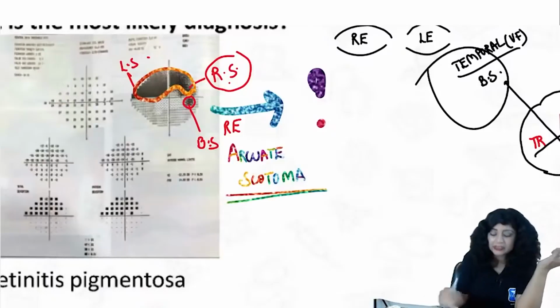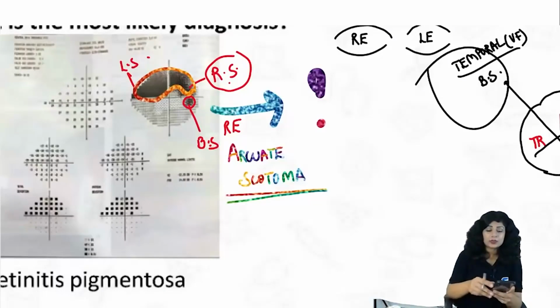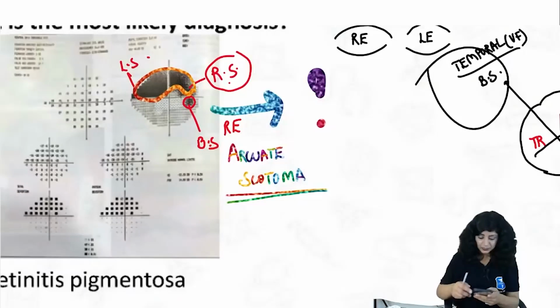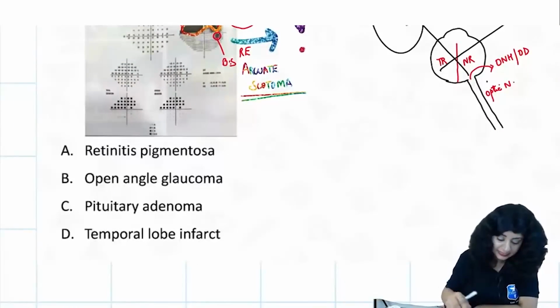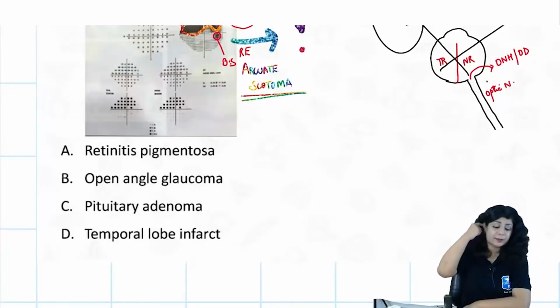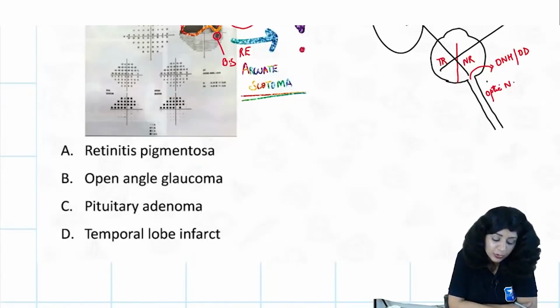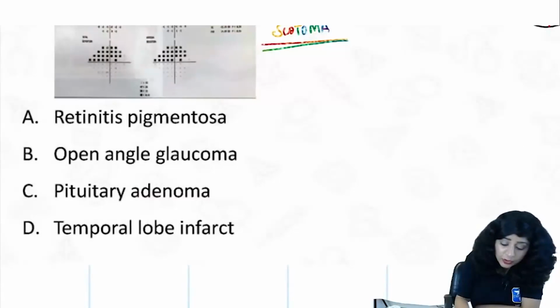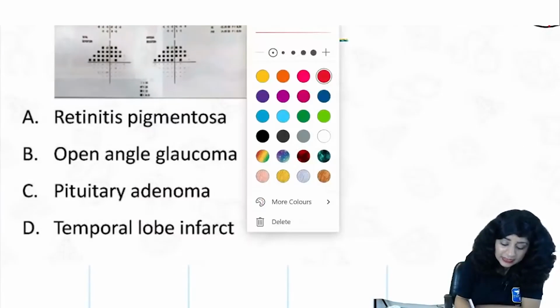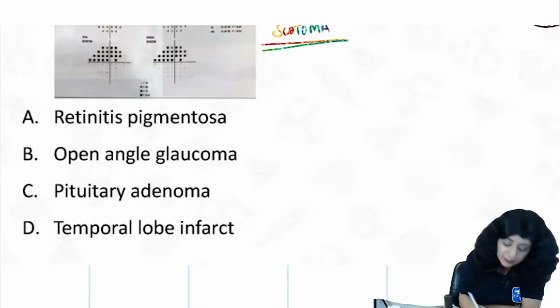And where do you get this arcuate scotoma? Have you told the diagnosis here? Yes. So is it a case of retinitis pigmentosa, glaucoma, pituitary adenoma, or temporal lobe infarct? Now let me try to write what are the defects you get in cases of retinitis pigmentosa. What you are going to get? We will get the ring-shaped scotoma.